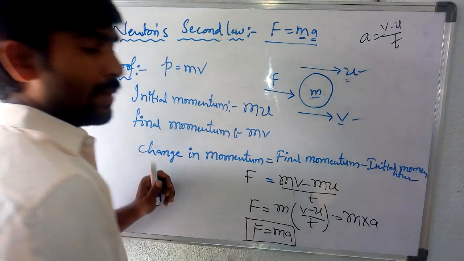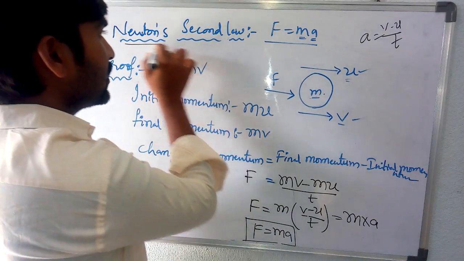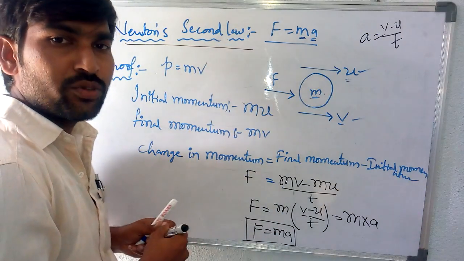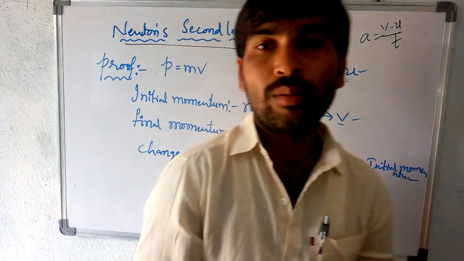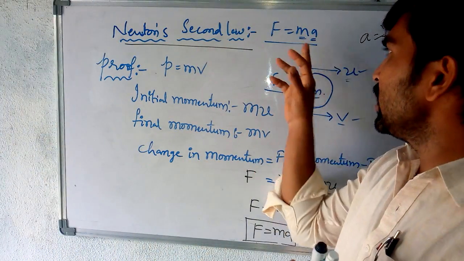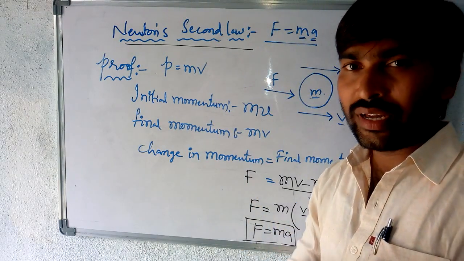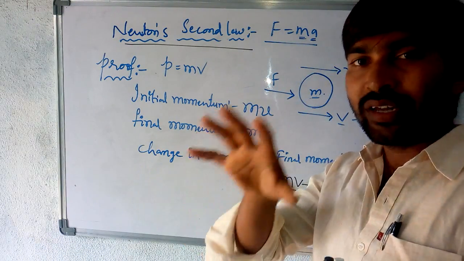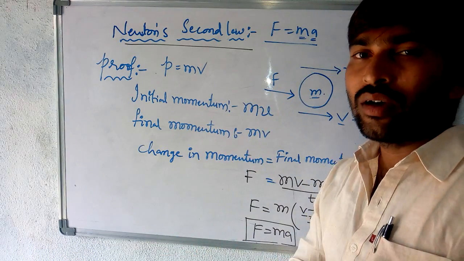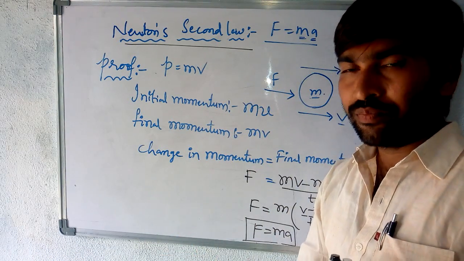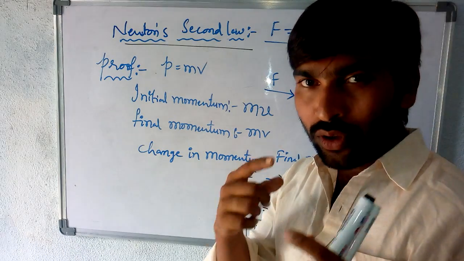This is the mathematical proof of Newton's second law. So what is Newton's second law here? The product of mass and acceleration is equal to the applied force on it. Any body we apply force on, it is equal to the change in momentum with respect to time.